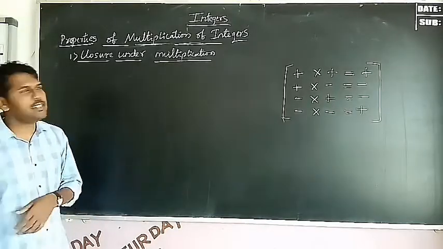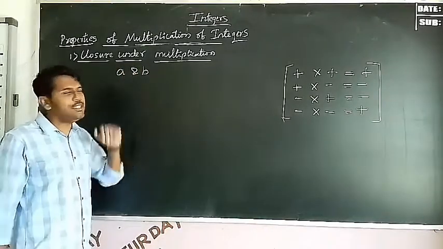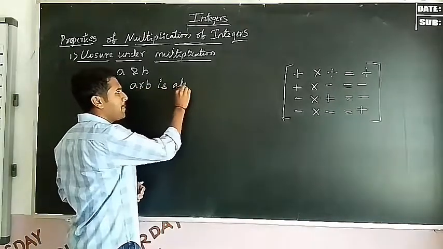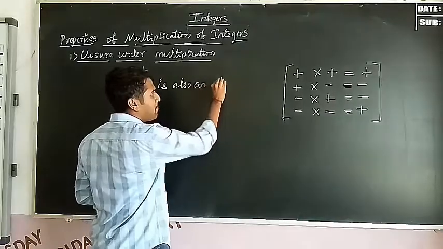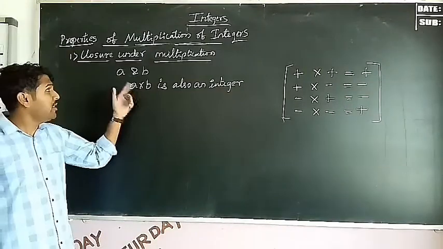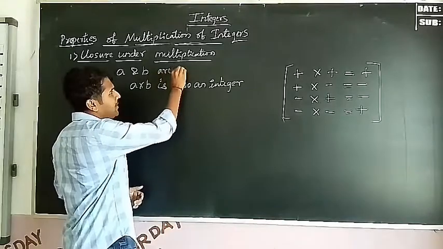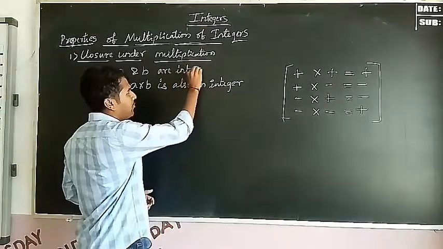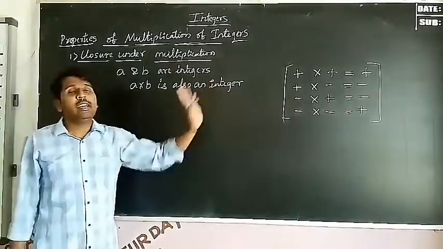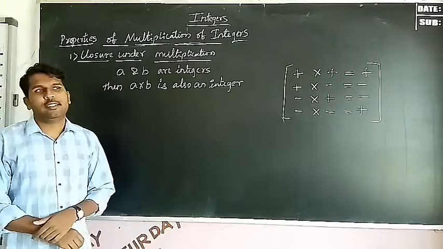Let's take any two integers a and b. These two are integers, then a into b is also an integer. So observe properly. a and b are any two integers, and a into b is also an integer.